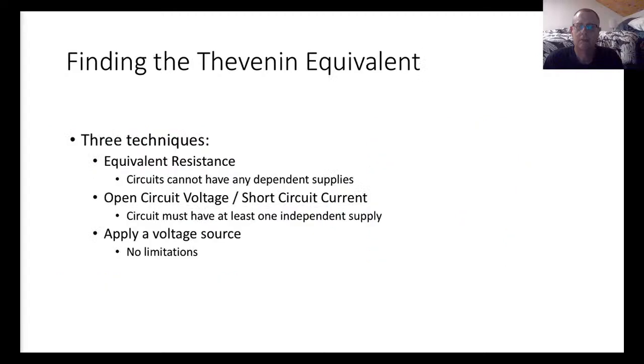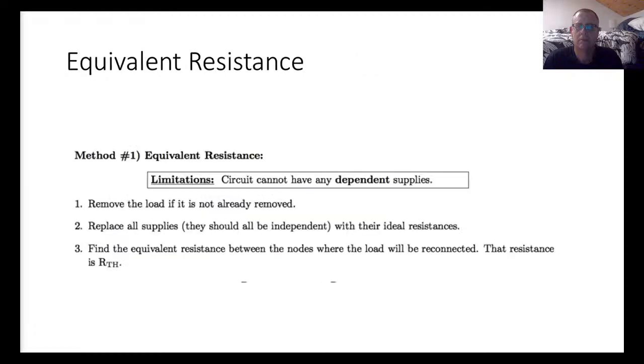So there are three techniques I'm going to talk about quickly to figure out what the Thevenin or the Norton equivalent is, and some of them have a little bit of limitations, and the final one has no limitations. The first one is equivalent resistance, and its limitation is that it can't have any dependent supplies.